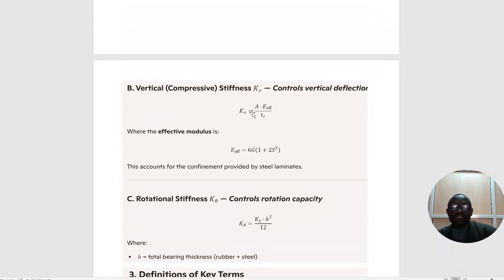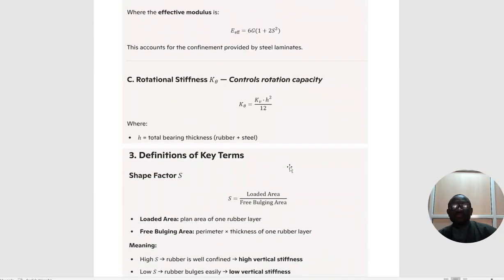So it's a very interesting formula. You are mathematicians, you should be able to see that all this accounts for the confinement provided by the steel laminates. Then rotational stiffness. So actually you have three stiffnesses that we're looking at: the horizontal, the vertical, and the rotational. The rotation capacity is kV h squared over 12, where h is the total bearing thickness. The steel, I was telling you, so the rubber is what the meaning of removing steel; now here it is both steel and rubber.